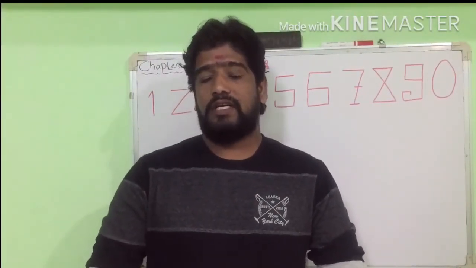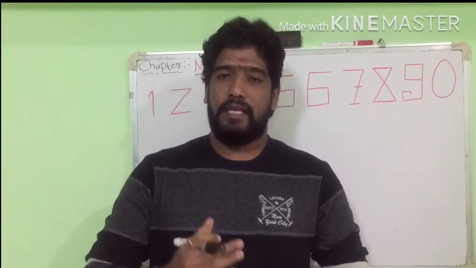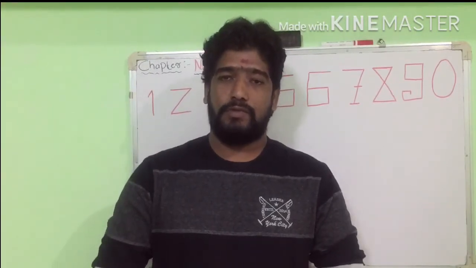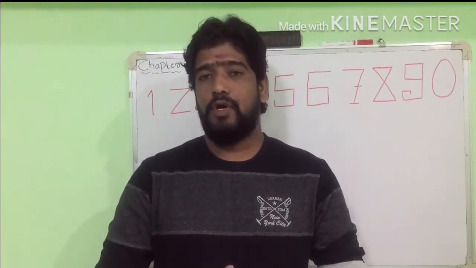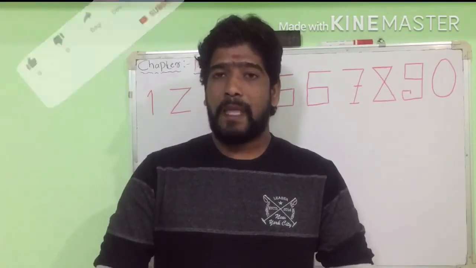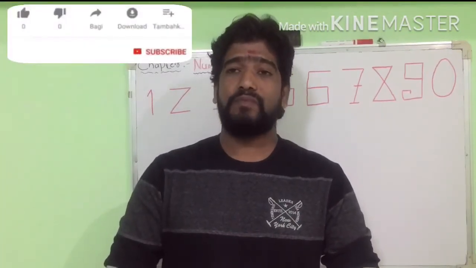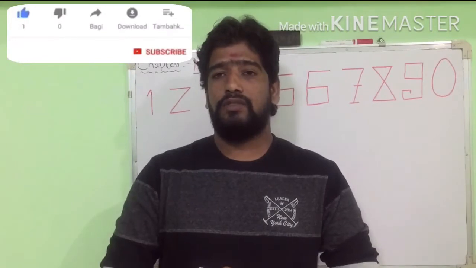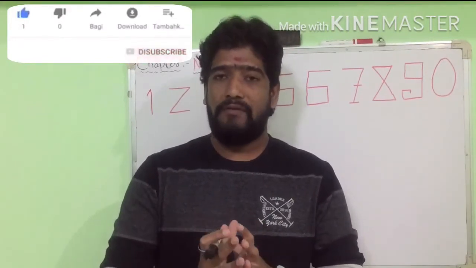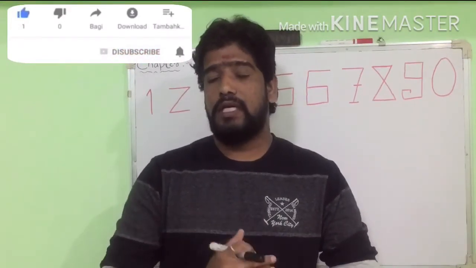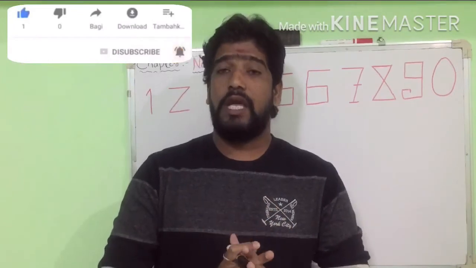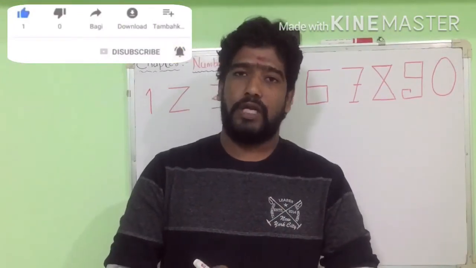So today I will start a new chapter, that is number system. So what is a number system? Before going to the number system, we learn some basic definitions, right? So first one, number. So what is a number? The symbols that have a fixed numerical value are called numbers. The symbols have a fixed numerical value.